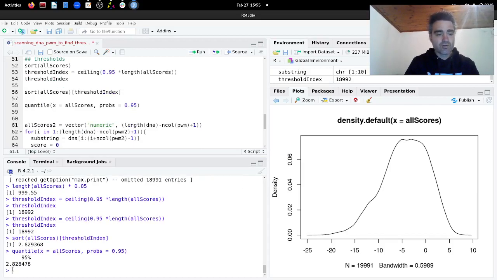And now it's 2.82. You see, it's a little bit different because this quantile function here uses a little bit better math than what we really did, but these two numbers are really close. So use whatever you prefer. This is slightly more correct mathematically. In any case, our threshold value is around 2.8.